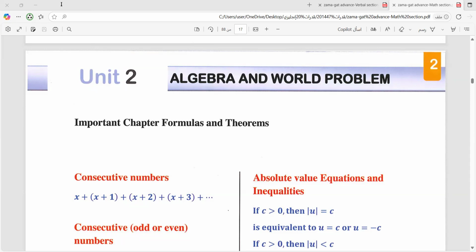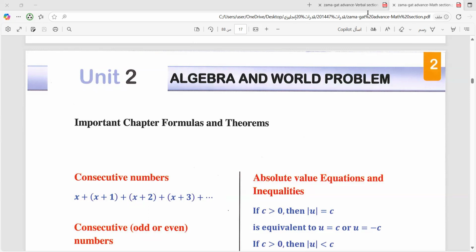So we have many important formulas or theorems to solve word problems. Here, consecutive number. Consecutive number means the number and the next number. So what is the next number? It is 2, 3, 4. So we assume that x equals the first number. The second number will be x plus 2.